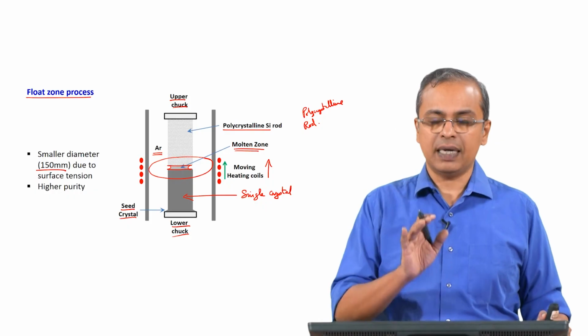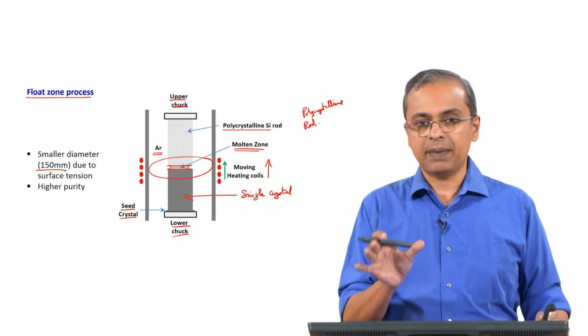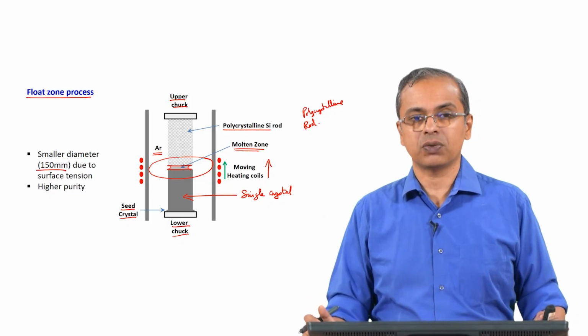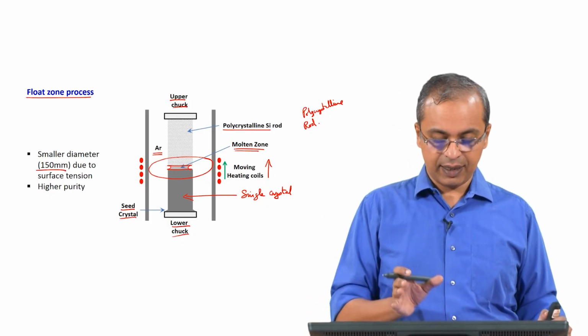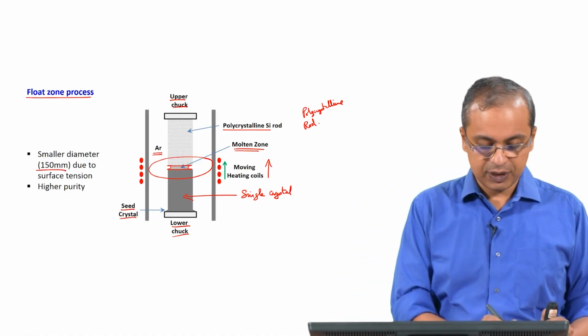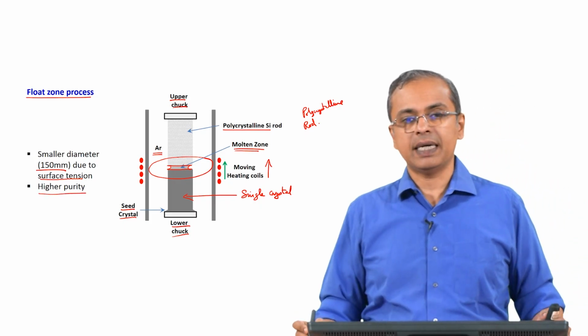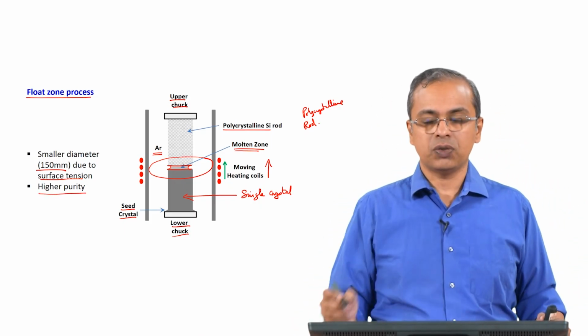Generally it is found that about 150 millimeters is the largest diameter sample that you can create using this process called the float zone process, where you just have this small region of melt that is moving up, and that is primarily due to surface tension. But the nice thing is you get very high purity, much higher purity relative to the Czochralski process.